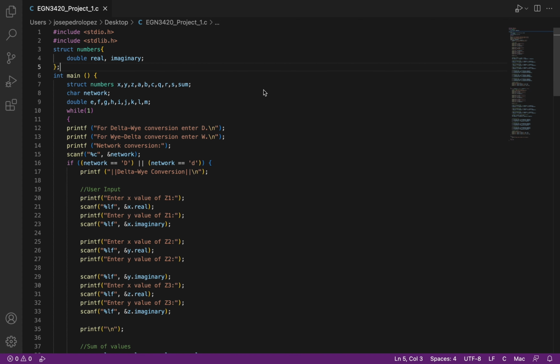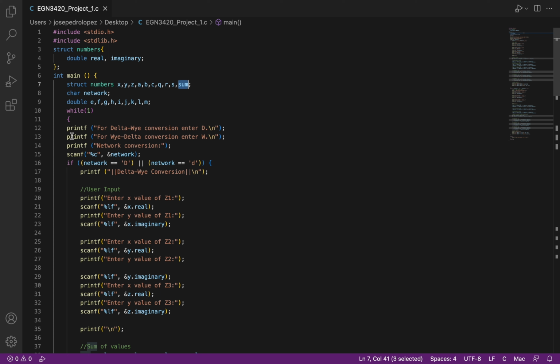For the project, I used the C language since I'm more familiar with it, and I started off by using the struct function, which will allow me to use the real and imaginary parts for every set that I'll be using. And the sets for the struct function will be x, y, and z, which will be for z1, z2, z3, a, b, c for ZA, ZB, ZC, and q, r, s will be used to help me do the conversion much easier. And of course, the sum of all the values inputted by the user.